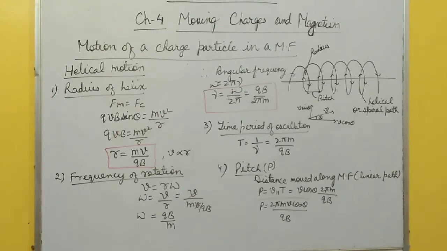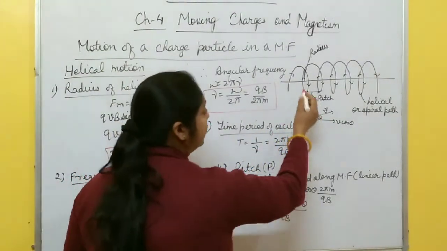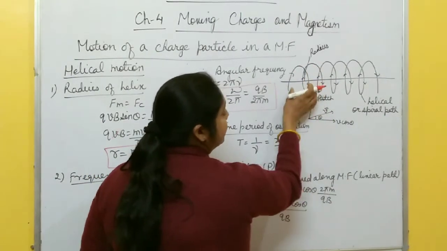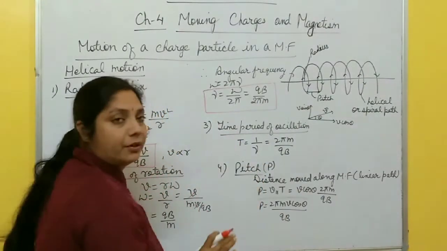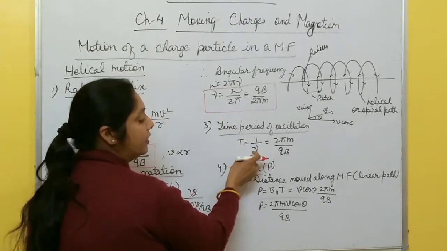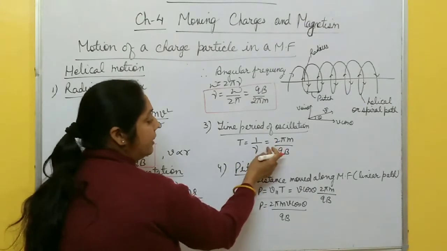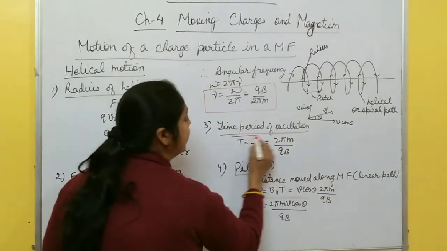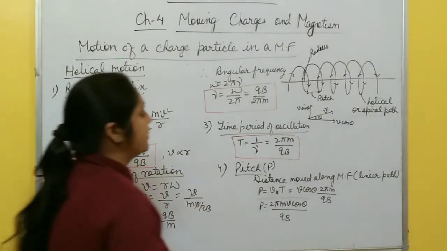Then the time period of oscillation. Time period of oscillation means the time taken by a particle to complete one rotation, from suppose here to here. So the time taken by a particle to complete one oscillation is called the time period of oscillation, and it is given by T. Time period is what? The reciprocal of frequency. So 1 by nu, you get frequency is what? Q B by 2 pi m. The reciprocal of this one is 2 pi m by Q B. You can find this time period also in this way.